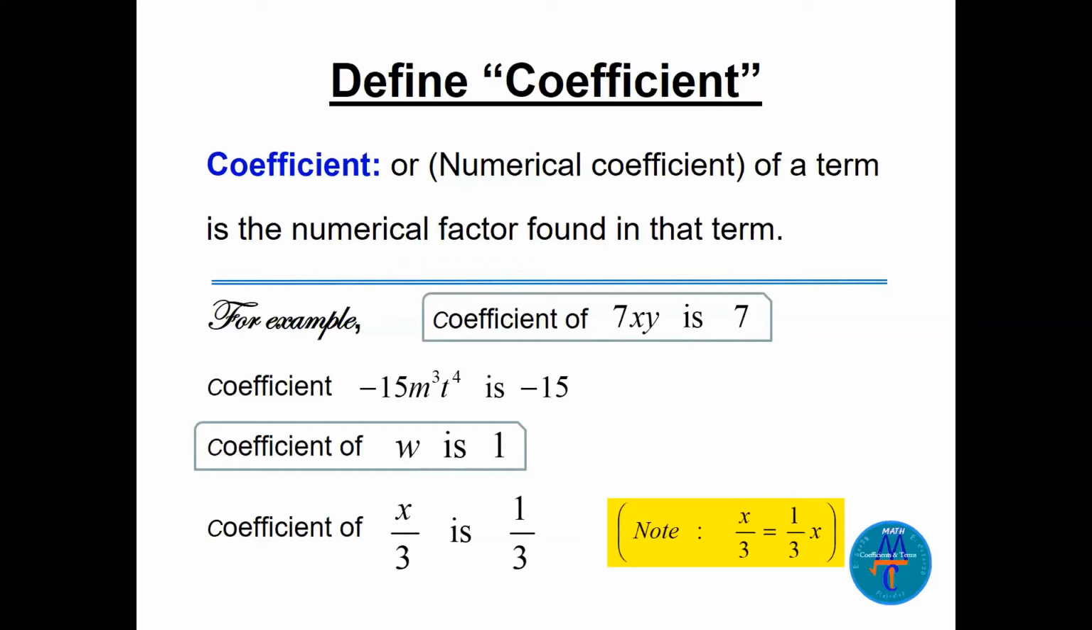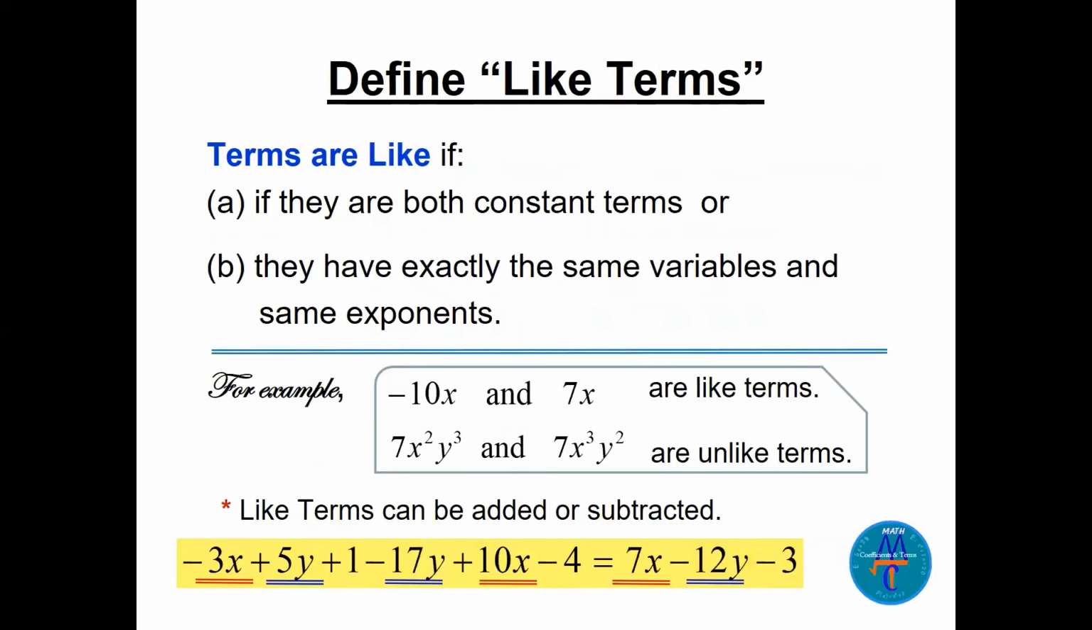Okay, little tricky question. Find coefficient of x over 3. What is the coefficient? 1/3. Because you can see here in the yellow, x over 3 is exactly written as 1 over 3, 1/3 times the x. So 1/3 is the coefficient of the x. Okay, like terms. See, since we know terms, they can be like or unlike.